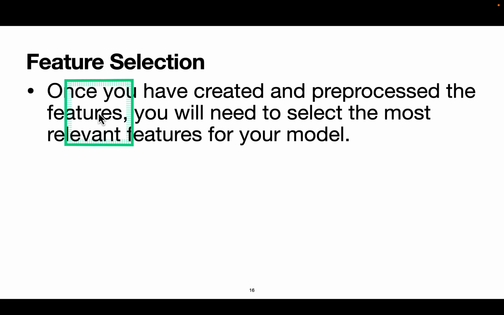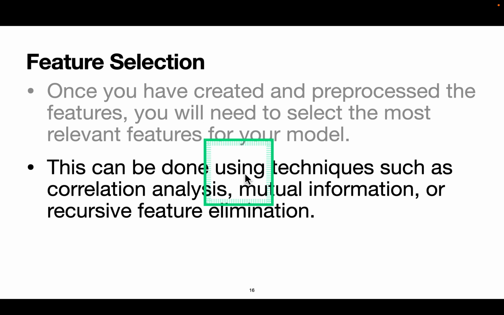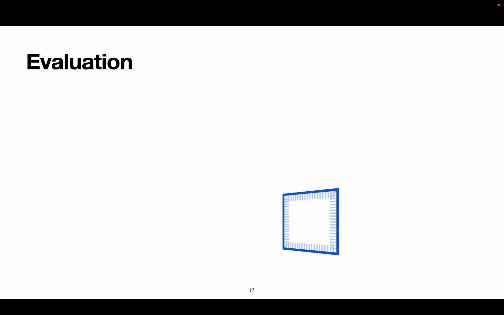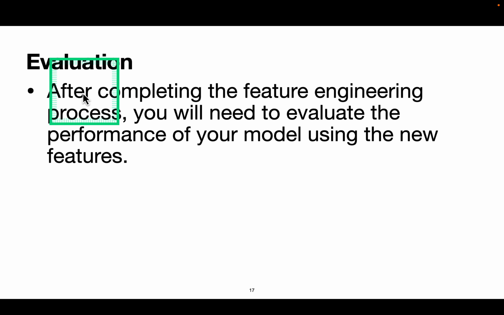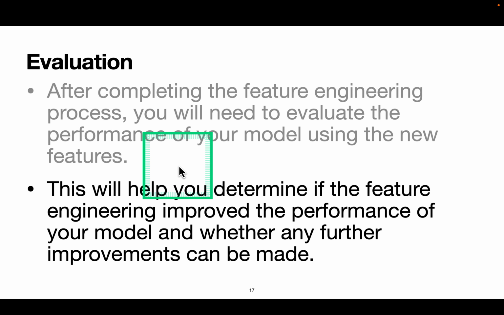Next is feature selection. Once you have created and pre-processed the features, you will need to select the most relevant features for your model. This can be done using techniques such as correlation analysis, mutual information, or recursive feature elimination. Next is evaluation. After completing the feature engineering process, you will need to evaluate the performance of your model using the new features. This will help you determine if the feature engineering improved the performance of your model and whether any further improvements can be made.